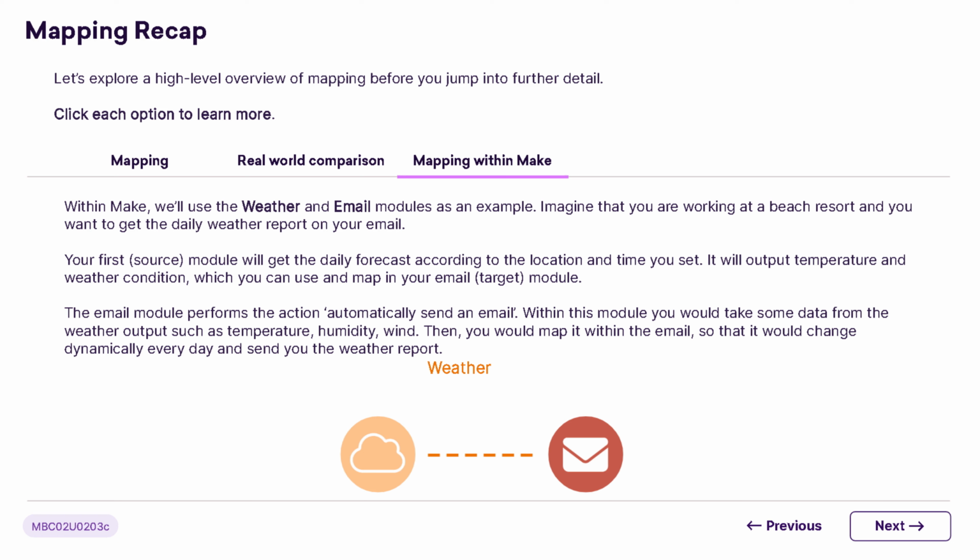Now let's consider the email module, which serves as your target. It automatically takes the map data from the weather module and sends you an informative email. This email includes not just temperature, but also other critical factors such as humidity and wind. By setting this up, you'll receive dynamic updates every day, automatically keeping you in the know about the weather at your resort. This efficient mapping process saves time and ensures you have the necessary information at your fingertips.